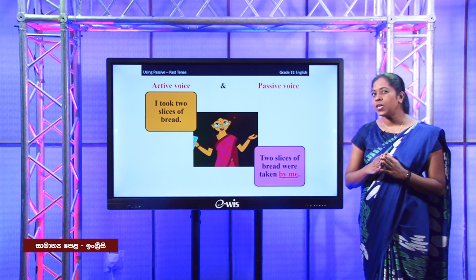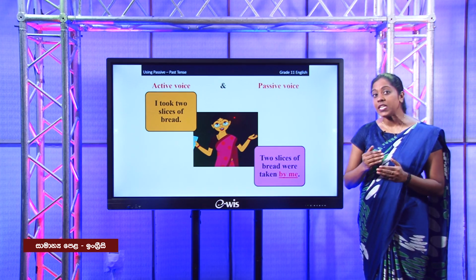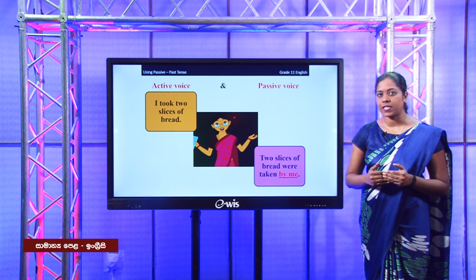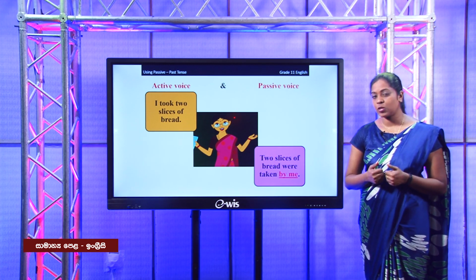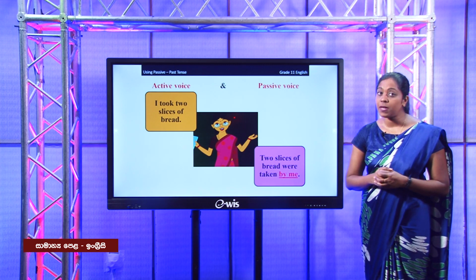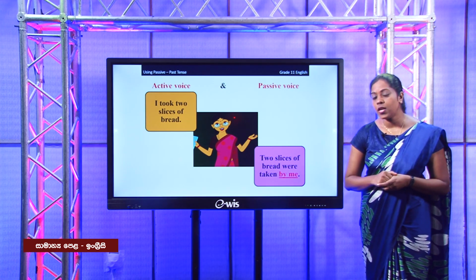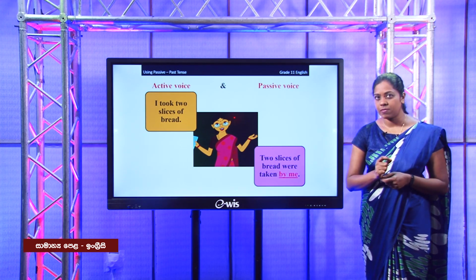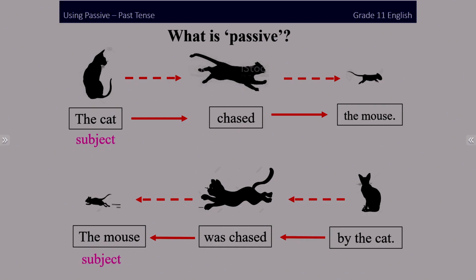Now, I'm going to slowly tell you how we are going to convert active into passive. There are so many techniques, there are so many mechanisms you have to use. I'll teach you one by one. And remember, today we are going to focus on the simple past tense, right? Look at this particular slide. What can you see here? Yes, you can see a cat, a mouse. Do you see an action? What is happening? Very good. The cat is chasing the mouse.